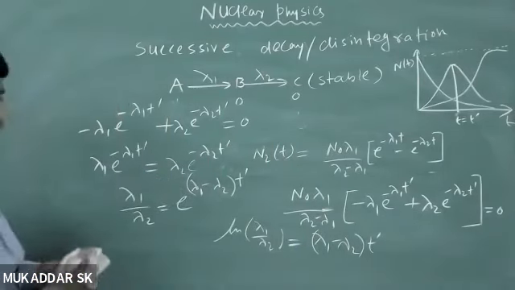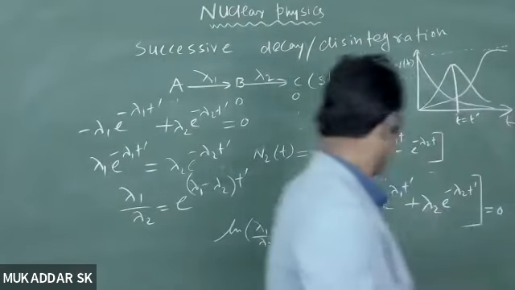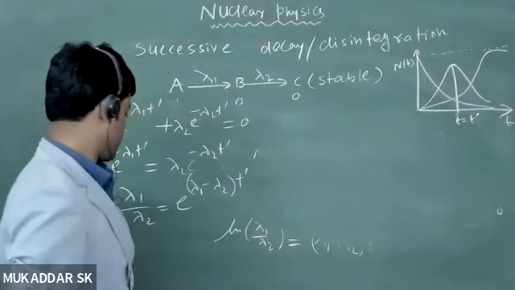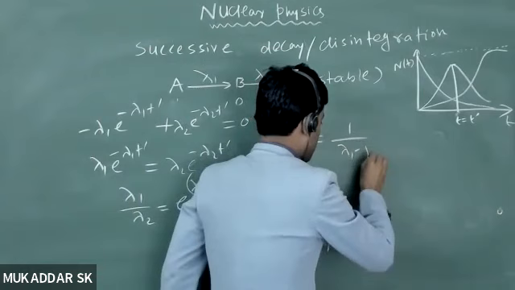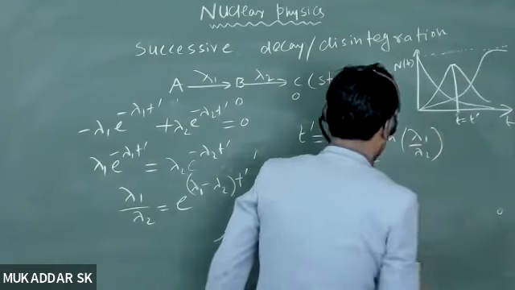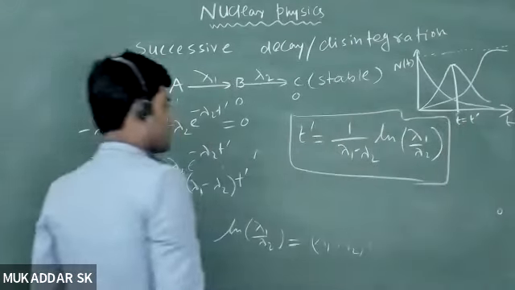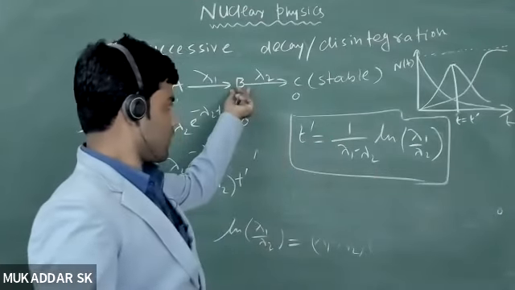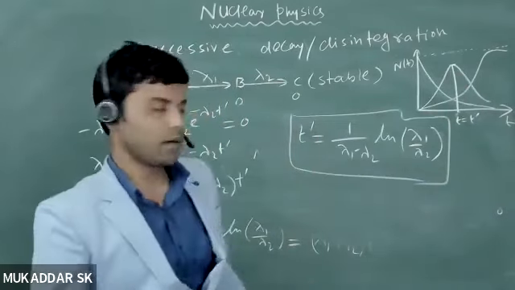Yes, sir. Okay. Now it means what will t dash be from here? t dash will be 1 by lambda 1 minus lambda 2 times ln lambda 1 by lambda 2. So that is the expression of t dash. This t dash, the time at which the intermediate nuclei, meaning B nuclei, will be maximum, depends upon the decay constants lambda 1 and lambda 2.